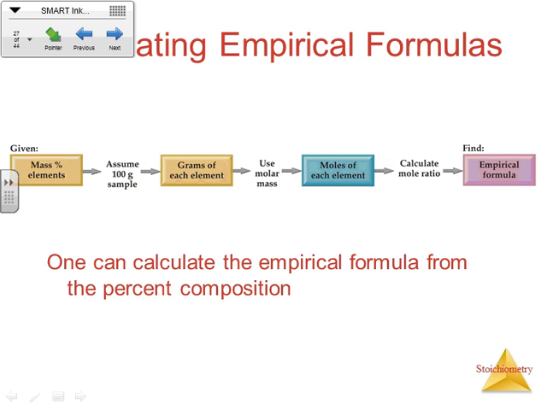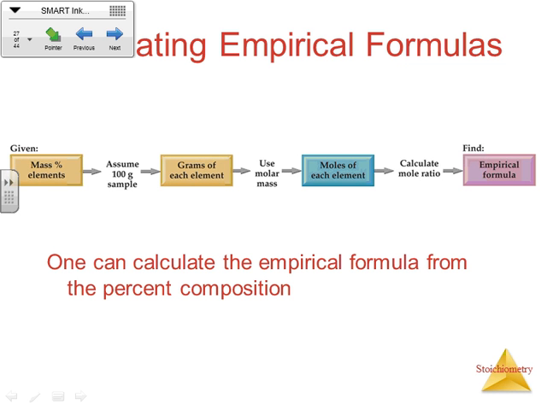Given the mass percentage, you assume a 100 gram sample. That gets you to grams. You use the molar mass to get to moles. You calculate the mole ratio to find the empirical formula. Or you can remember my poem, which is written on your paper: percent to mass, mass to mole, divide by small, multiply till whole. That basically says the same thing.